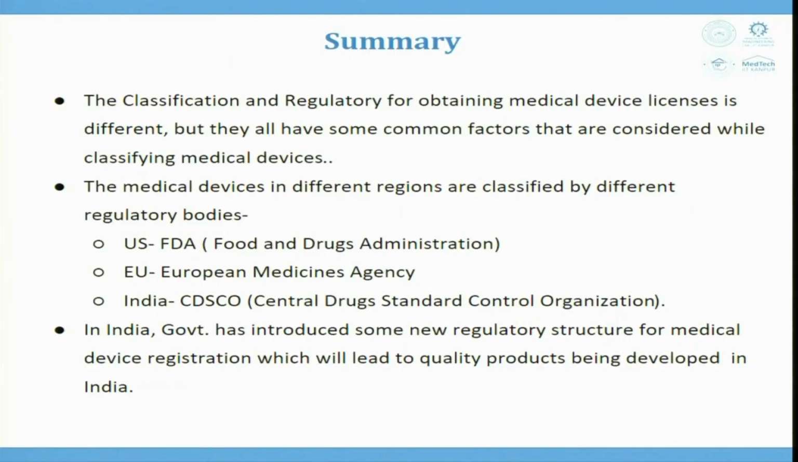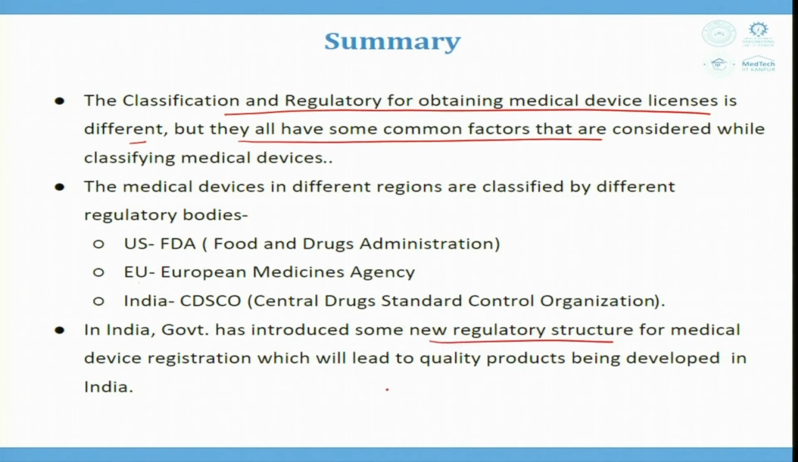To summarize this lecture, the classification and regulation for obtaining medical device licenses is different, but they all have some common factors that are considered while classifying medical devices. The medical devices in different regions are classified by different regulatory bodies. For example, in the US it is the FDA, in Europe it is the European Medicines Agency, in India it is CDSCO. In India, the government has introduced a new regulatory structure, MDR 2017, for medical device registration, which will lead to quality products being developed in India.